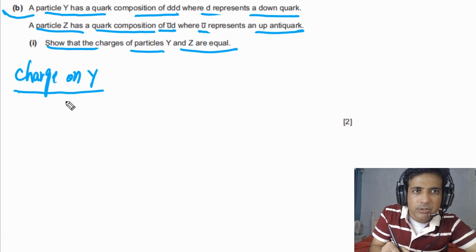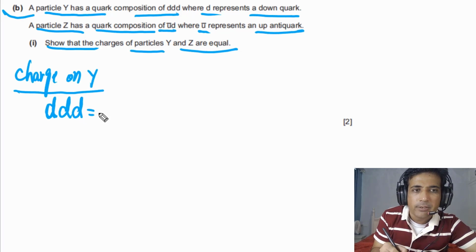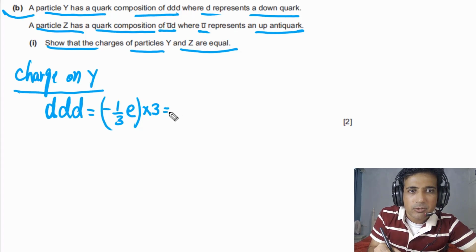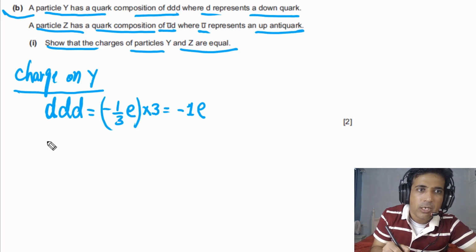In order to find the charge on Y, we write down the composition of Y. Y consists of 3 down quarks. The charge on one down quark is minus 1 over 3 e, so we can multiply this by 3 because they have the same charge. In this case, we will get minus 1e. So this is the charge on Y.